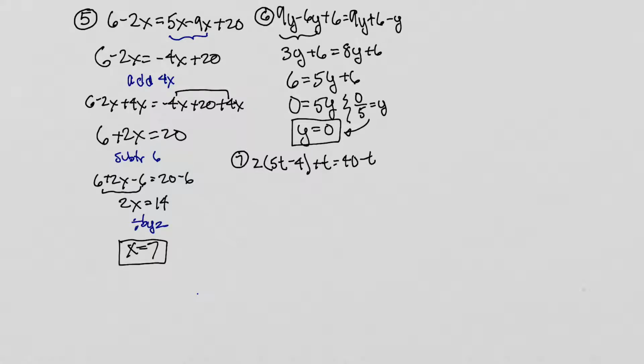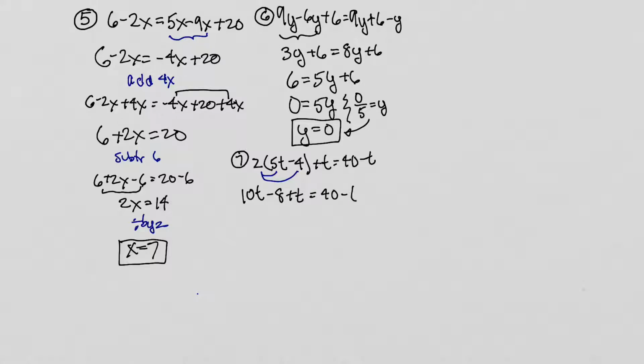To start number 7, we've got a multiplication here, right? We're going to use the distributive property to multiply through it. So I'm going to take 2 times here, 2 times here. So here's what I'm talking about. I'm going to get 2 times 5t and then 2 times that negative 4. So this is going to give us 2 times 5t is 10t, and then 2 times negative 4 is minus 8. We've got a plus t.